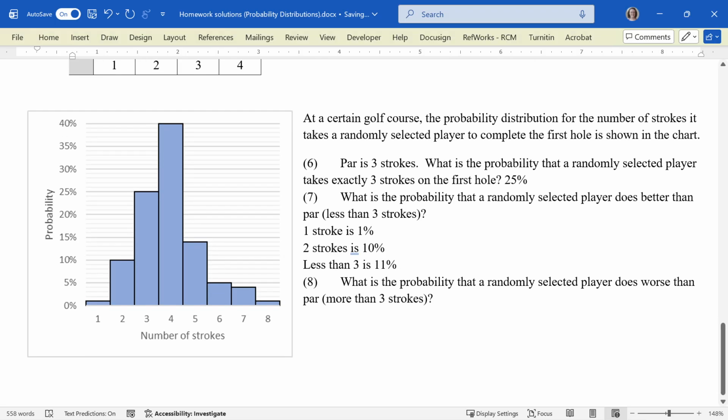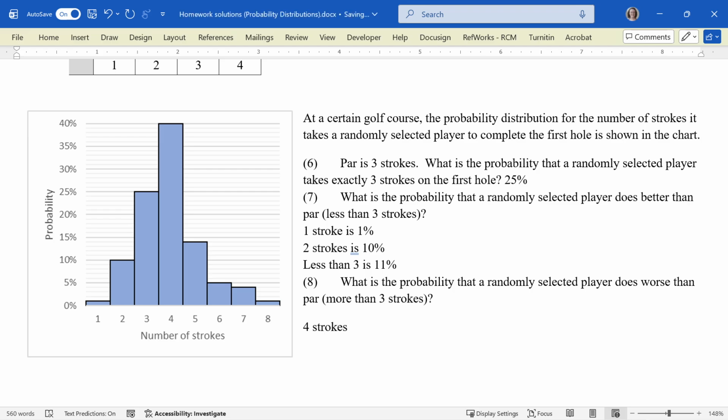Okay, and then the last one, what is the probability that a randomly selected player does worse than par? Okay, so more than 3 strokes. We can add up these columns for 4, 5, 6, 7, or 8. Or another way you could do it is, these all have to add up to 100%, so we could start with 100% and subtract the last 2 answers. Either way should get us the right answer. I'm just going to do it the more straightforward way.